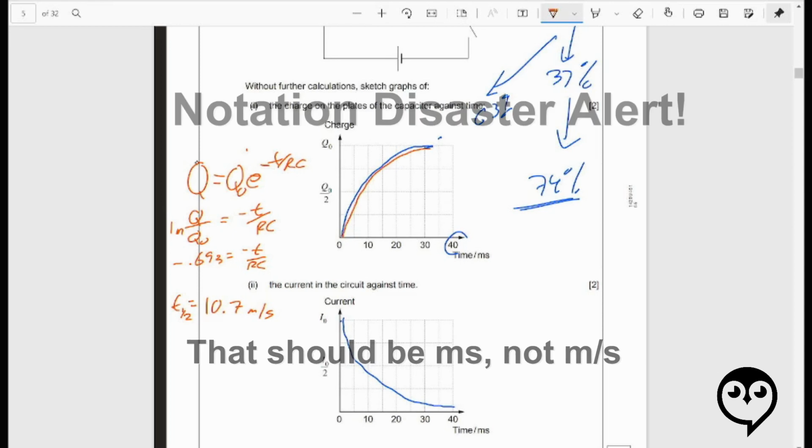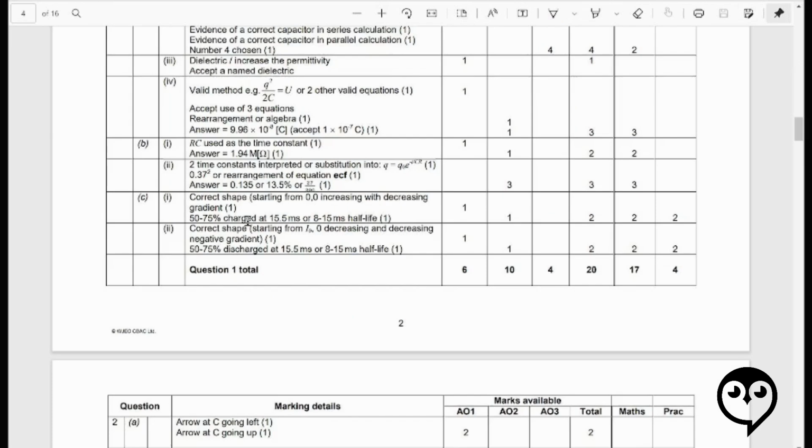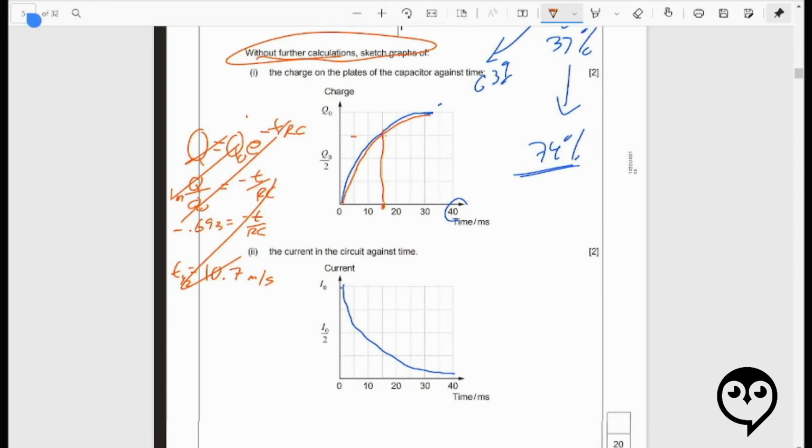It's just a graph. Of course, they say without any further calculations, so you wouldn't be able to do this or check this. You just have to have a feeling for it. My blue line was all right, but I think it was a little too dented in. This is a pretty zoomed in graph. But I think 50 to 75% charged at that time, because I'm at 75% after 1 time constant, so that's fine. That's what we want. And I'm imagining it's the same thing. Maybe my graph is not exact.